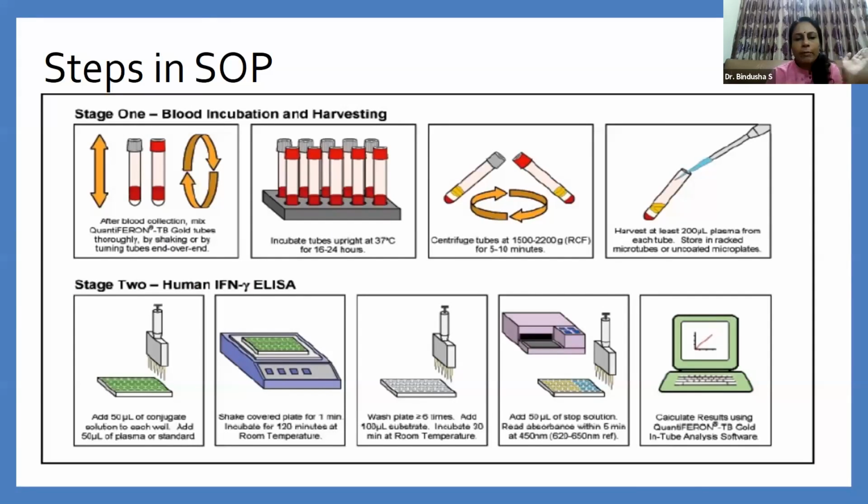For children above 5 to 15 years, we will do IGRA and diagnose LTBI, and only for those children who have a positive test, we will offer TB preventive therapy. For children less than 5 years and all those children living with HIV, we will start TB preventive therapy even without testing. Thank you.